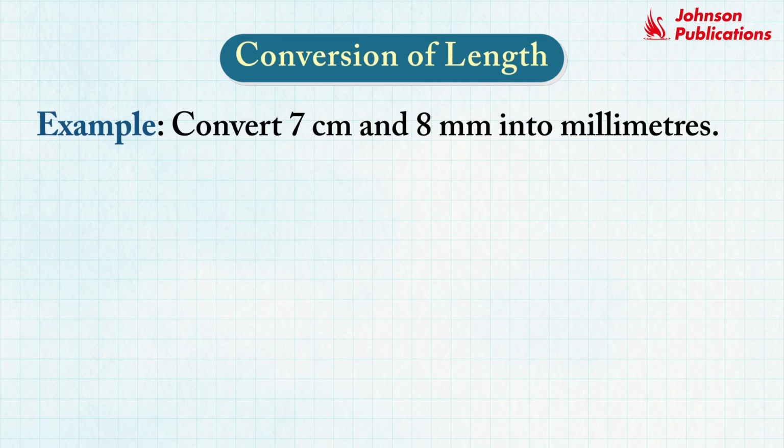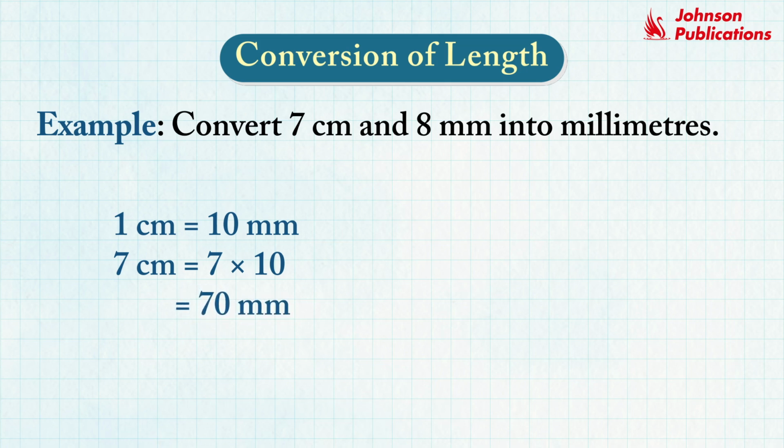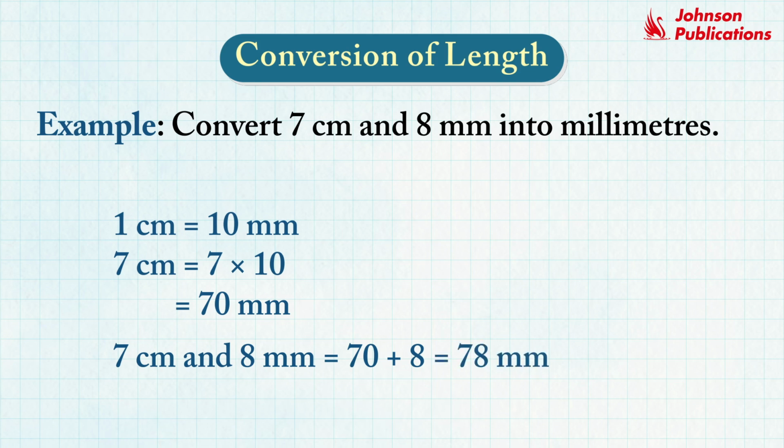Example: convert 7 centimeter and 8 millimeter into millimeters. We know that 1 centimeter is equal to 10 millimeters. Then, 7 centimeters is equal to 7 multiplied by 10 equal to 70 millimeters. 7 centimeter and 8 millimeter is equal to 70 plus 8, which is equal to 78 millimeters.